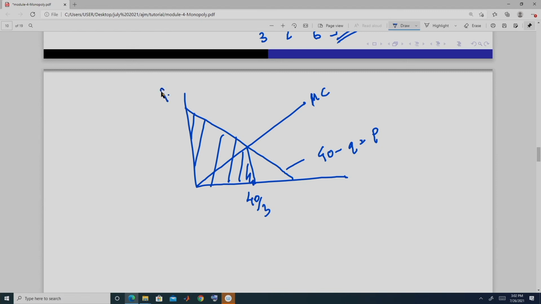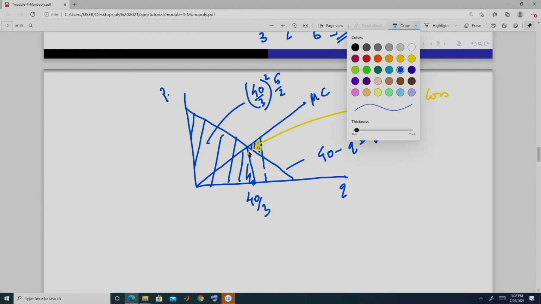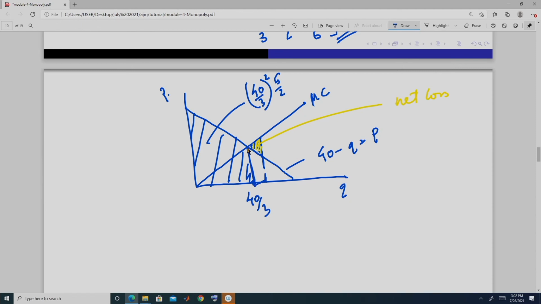Okay. This whole shaded area is the price, and that price is 40 by 3 square 5 by 2 this. Now, if it produces here, then the net loss it makes is this amount. This yellow amount is the net loss. If it produces here, this is the net loss, because the additional revenue is this, but the additional cost is this much. So, this is the net loss.